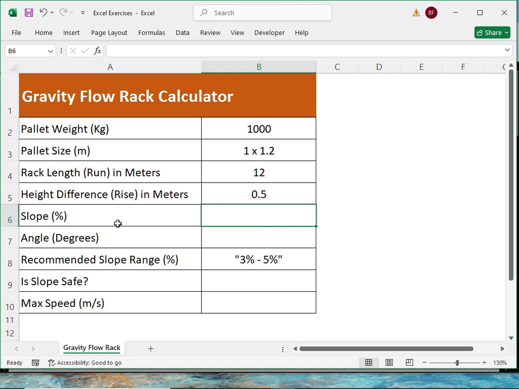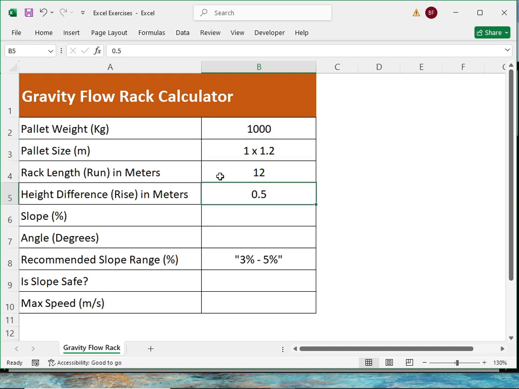I just got a few pieces of information here, like the pallet weight of 1000 kilograms. So if you've got a 1000 kilogram pallet, your forklift truck's rated capacity would also need to be at least 1000 kilograms. Then the pallet size would be standard, especially for a dry store or dry warehouse, at 1 meter by 1.2 meters. And then what's important here is the run and the rise.